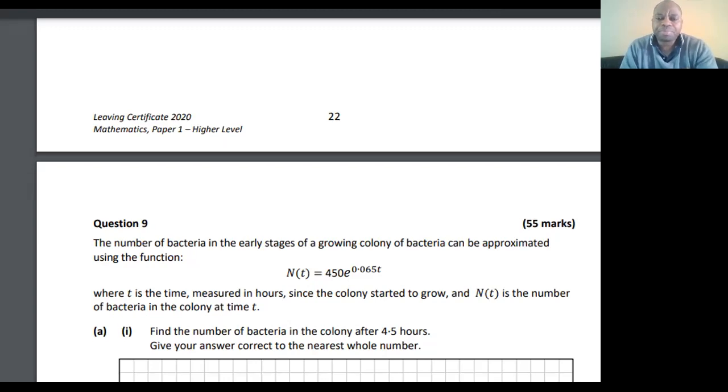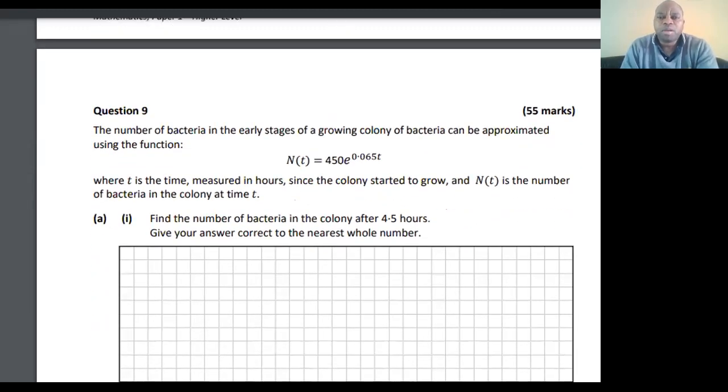For the first part of the question, you need to read the question very carefully and pay attention to it. The number of bacteria in the early stage of a growing colony can be approximated using this function, the formula for the growth of bacteria in a particular colony in an environment, where t is the time measured in hours, and the number of bacteria is 450 exponential 0.065t. So your time will be varying.